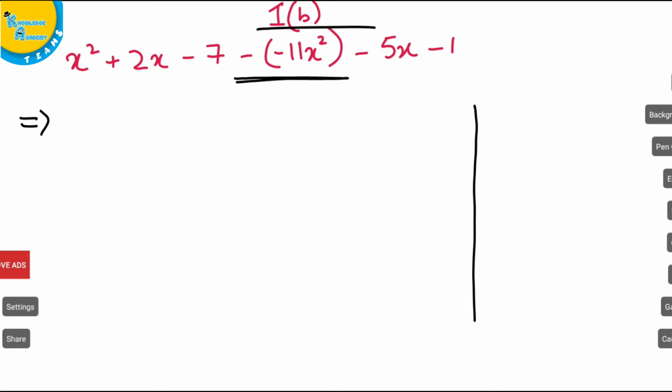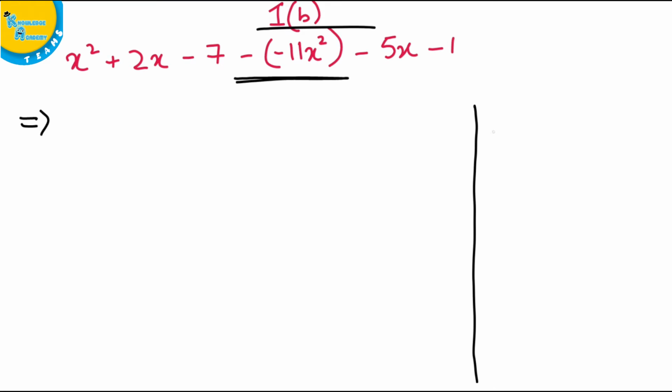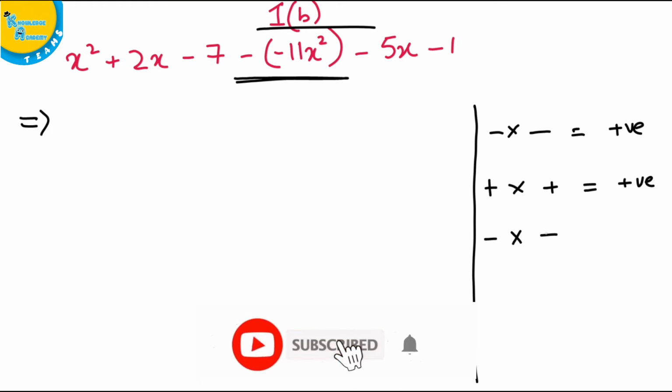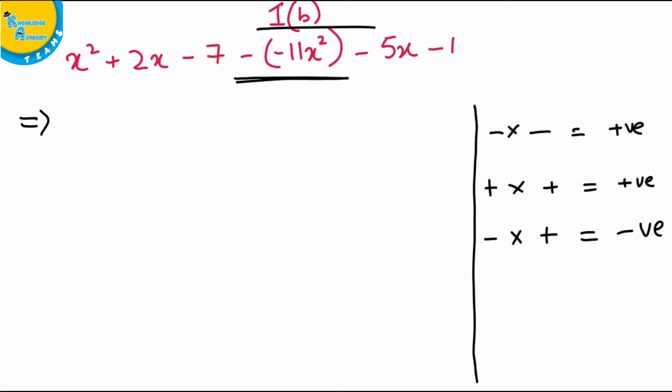So there comes another rule of algebra, and I'm going to mention it here: when minus multiplies by minus, it becomes plus. When plus multiplies by plus, it becomes plus. And when minus multiplies by plus, or plus by minus, the final answer's sign will be negative. Now we know all these rules.